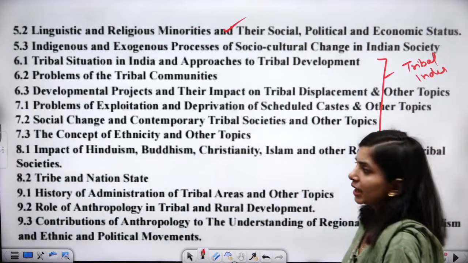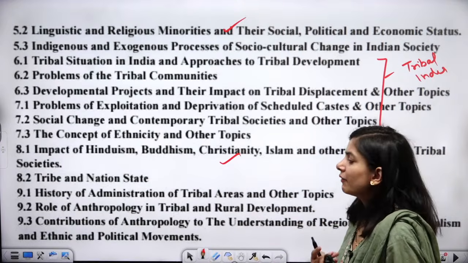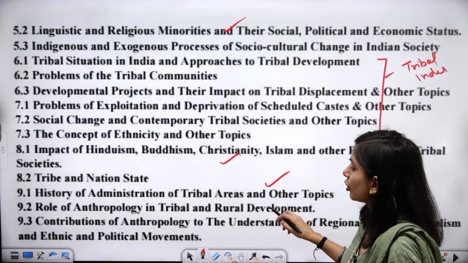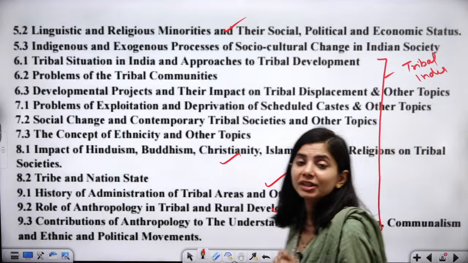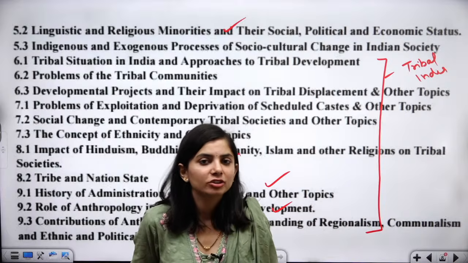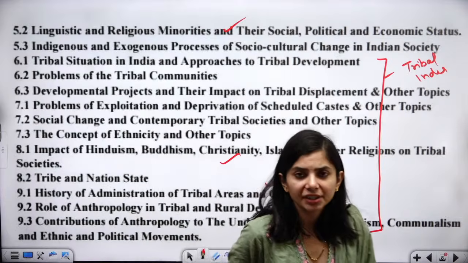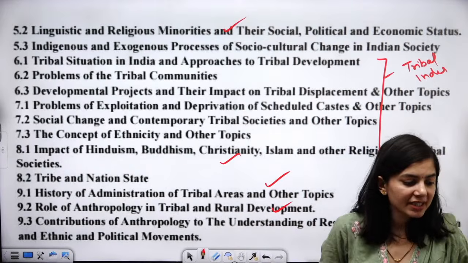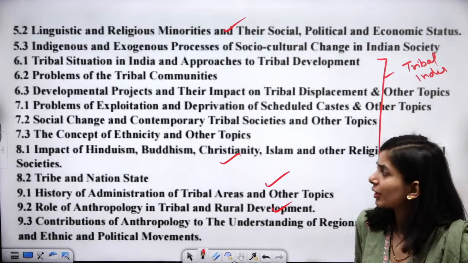Fine. Another thing, like the impact of different religions on Indian societies, the history of administration of tribal areas, the role of anthropology in tribal and rural development. Here we are going to study regionalism, communalism, which is part of your GS paper 1 Indian society. Here we are going to study racial diversity, the differences. So that's again basically part of your GS paper. So that's what you have basically.